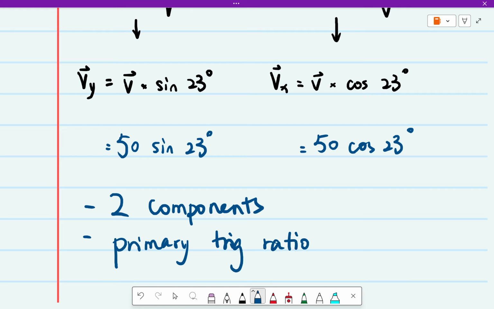In the next video, we will implement a technique of resolving a vector on one of the most common types of kinematic physics questions, projectile motion.